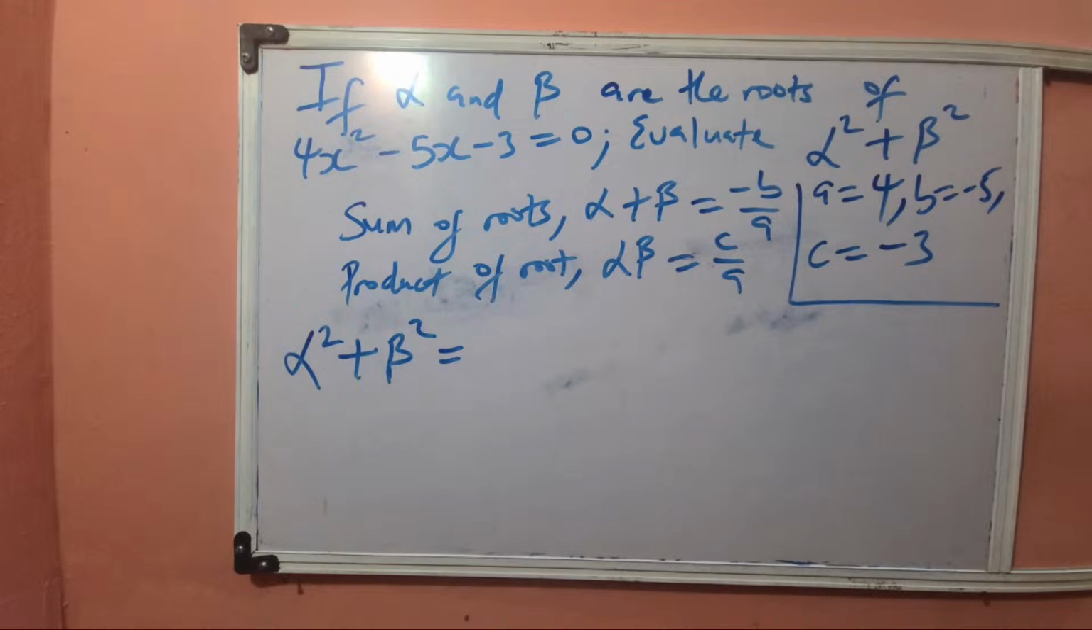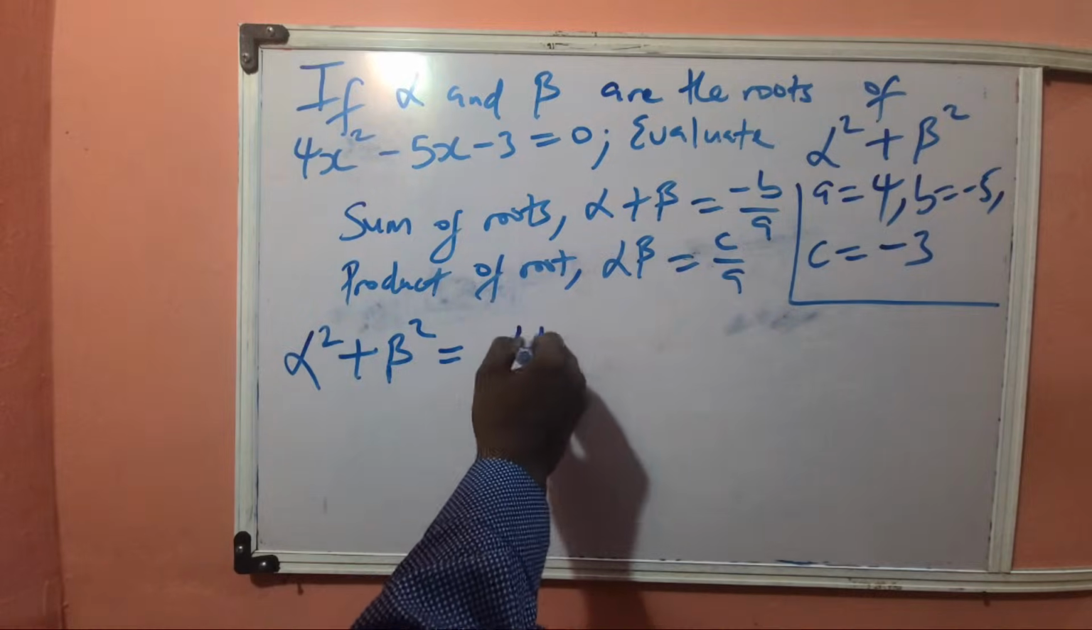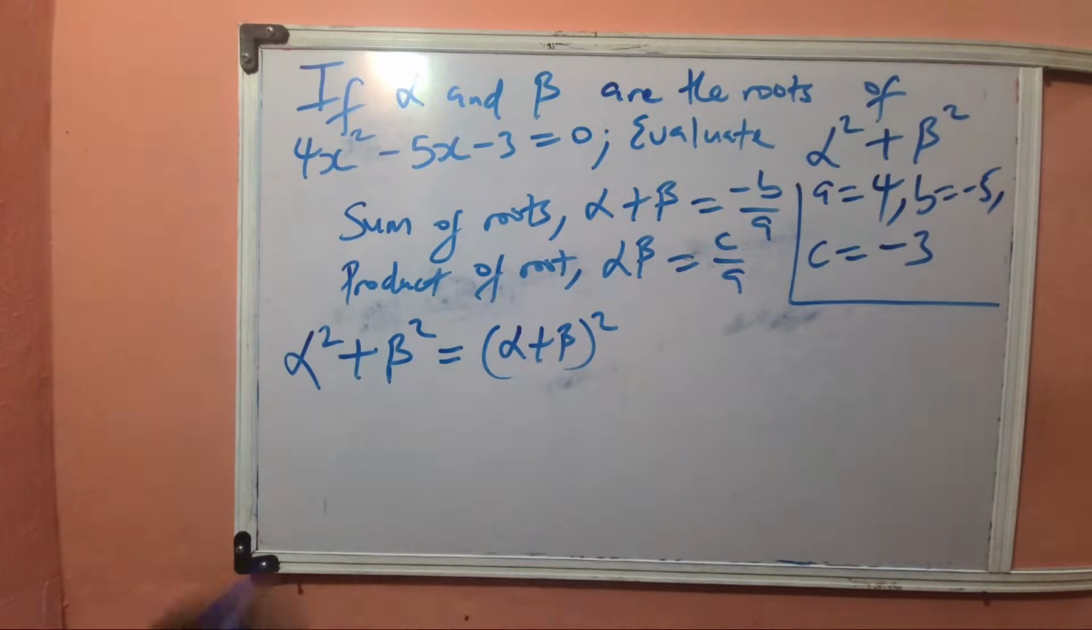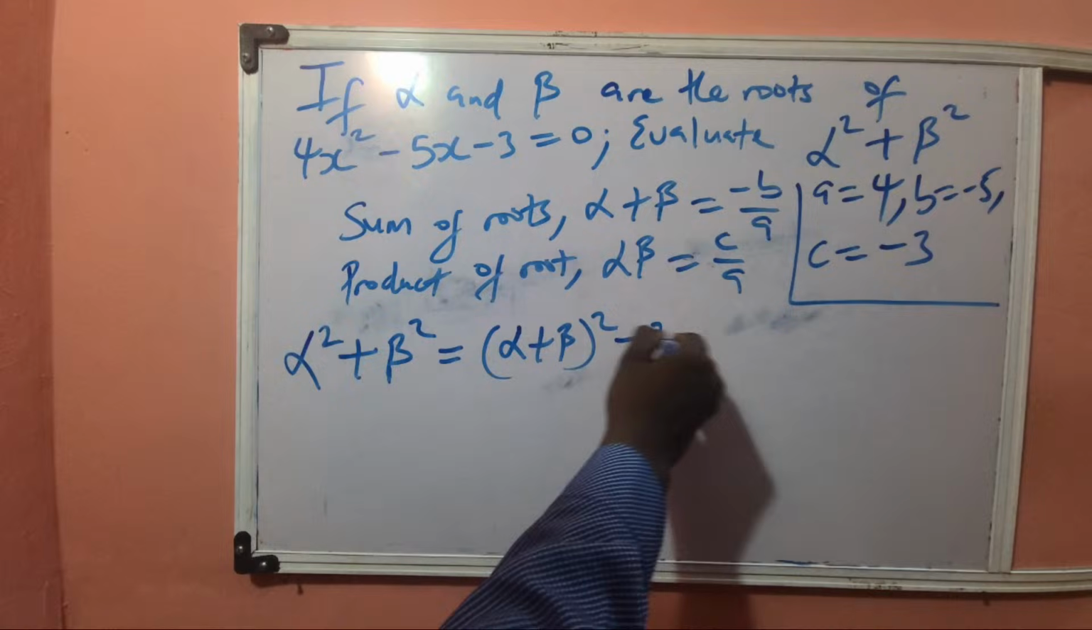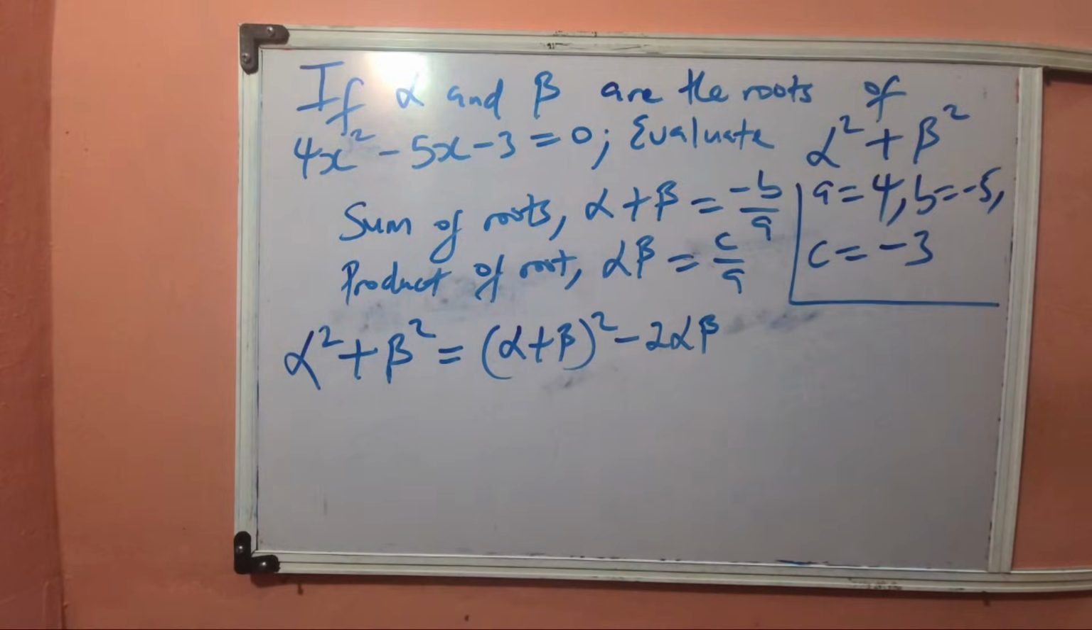There's no other way to learn how to do this than to practice more questions and know all the variations of these things, because tomorrow you may not be told to find alpha square plus beta square. You may be told to find 1 over alpha plus 1 over beta. So you have to understand how to go about all these things. But in this particular question, alpha square plus beta square is equal to alpha plus beta all square minus 2 alpha beta. All right. So someone is probably asking me, how did I get this?